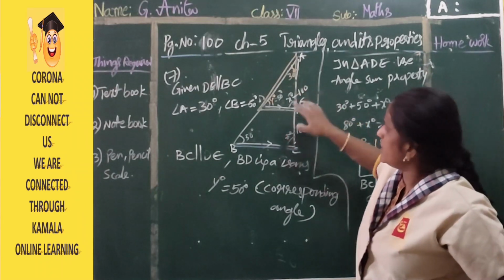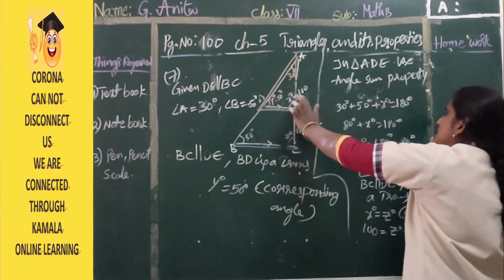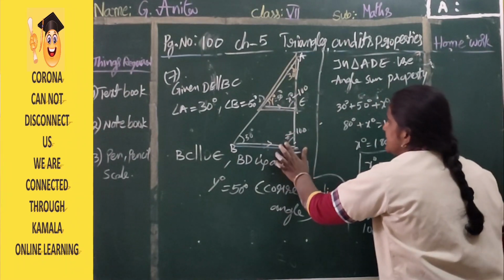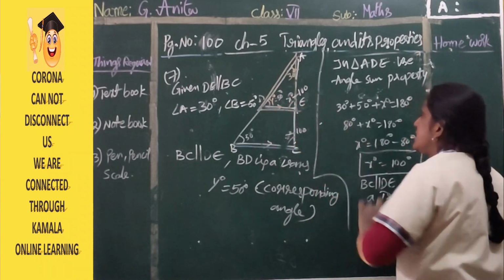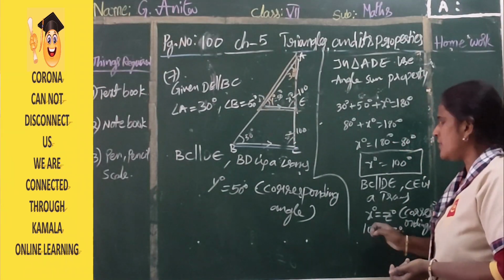Next, we consider these two as parallel lines and this as a transversal. So x degrees, 100 degrees, and z are also equal. x is equal to z because they are corresponding angles to each other. So z is equal to 100 degrees.